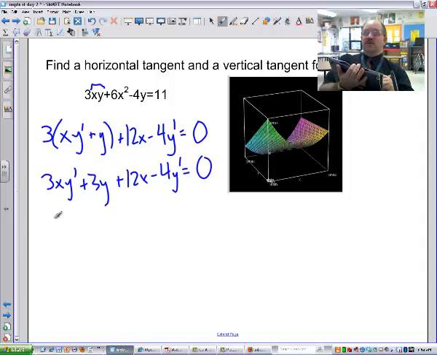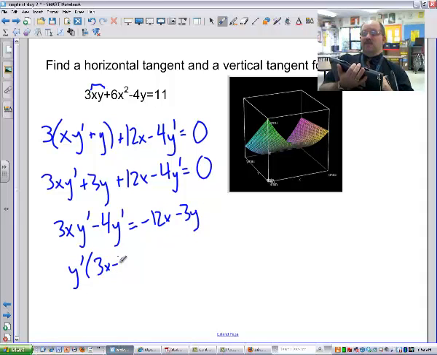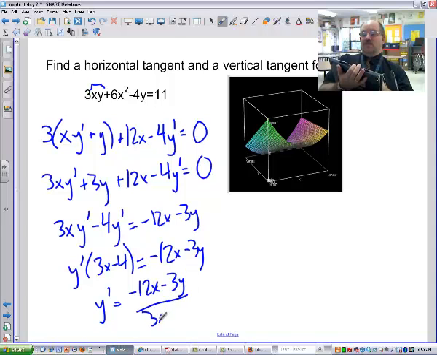Then we'll get all our y prime terms together, all our not y prime terms together. I'll do that in one fell swoop: 3xy prime minus 4y prime equals negative 12x minus 3y. Then y prime times 3x minus 4 equals negative 12x minus 3y. Then we divide, and we get y prime equals negative 12x minus 3y over 3x minus 4. So we've done the derivative part.